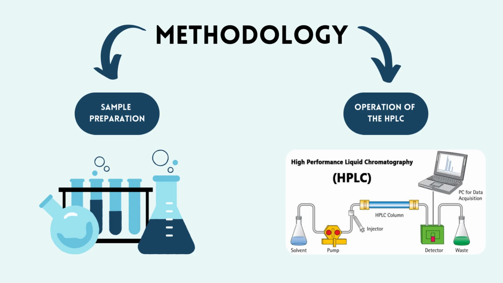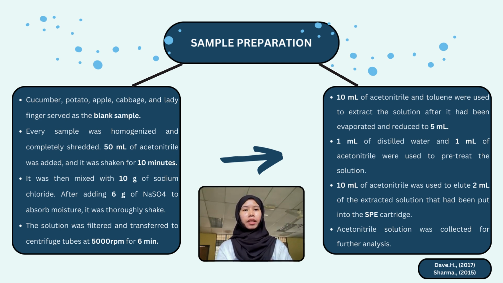As for the methodology, we have sample preparation and the operation of HPLC. First of all, we're going to touch on the sample preparation. We have cucumber, apple, cabbage, and lady's finger, served as the blank sample. Every sample was homogenized and completely shredded. 50 ml of acetonitrile was added and shaken for 10 minutes. It was then mixed with 10 grams of sodium chloride. It was thoroughly shaken after adding 6 grams of Na2SO4 to absorb moisture.